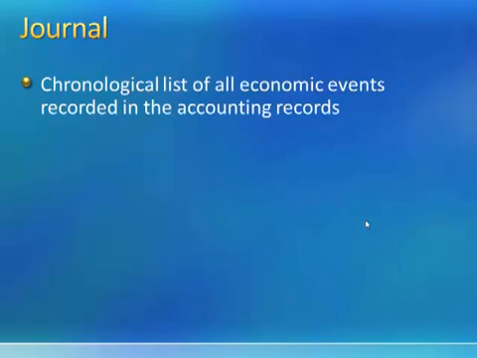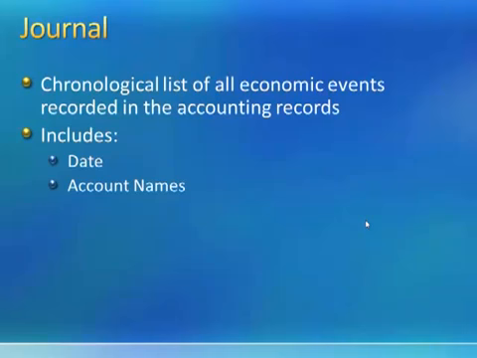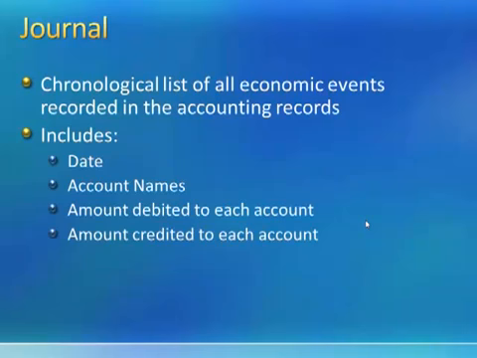Remember, the journal is a chronological list of all economic events recorded in the accounting records. The journal includes the date, the account names, the amount debited to each account, and the amount credited to each account, as well as a description of the transaction.